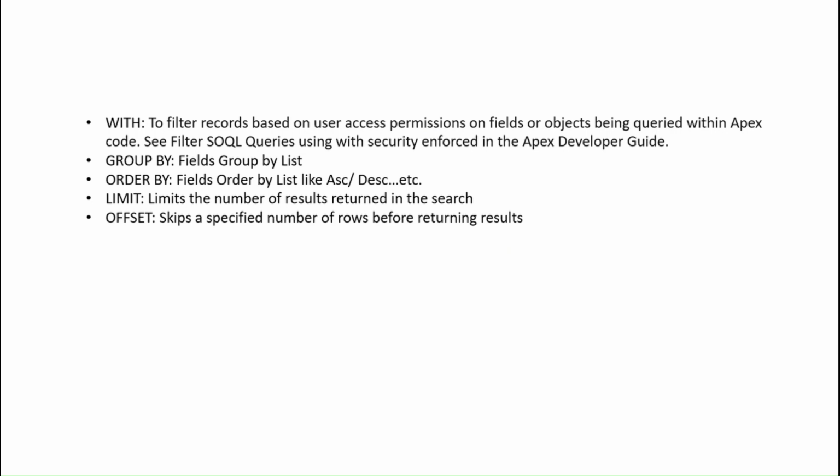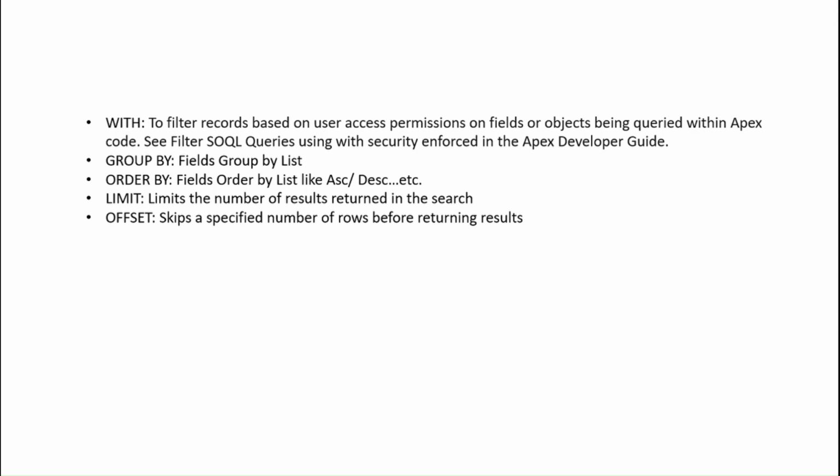Okay, with the with syntax, we filter records based on user access permissions on the fields or objects being queried within the Apex code. See the filters SOQL queries using WITH SECURITY_ENFORCED in the Apex Developer Guide. Okay. And also group by means a fields group by list.